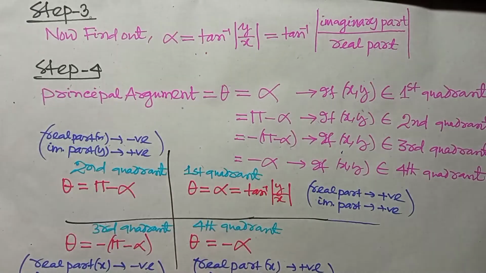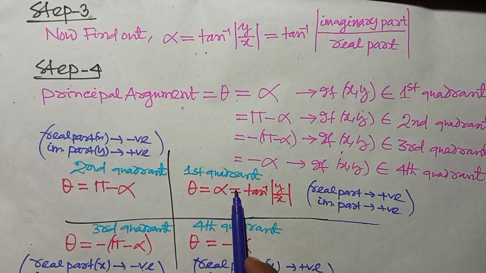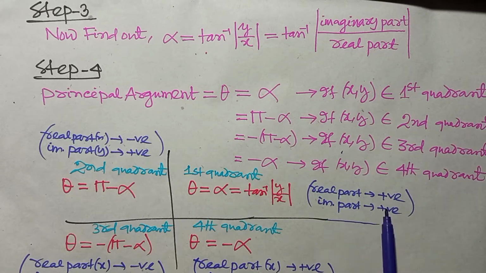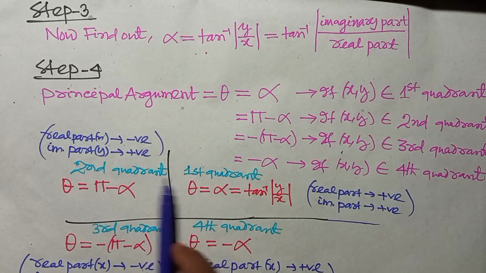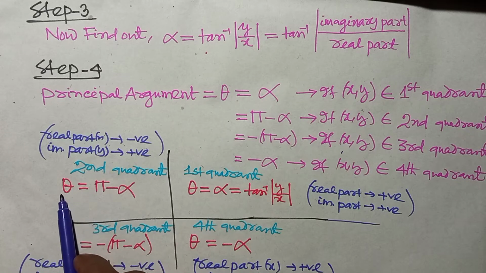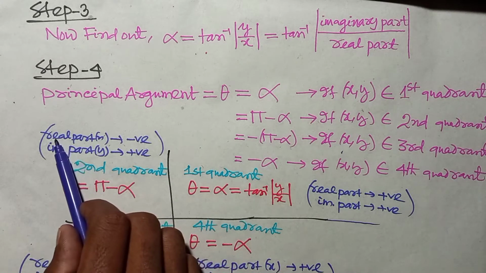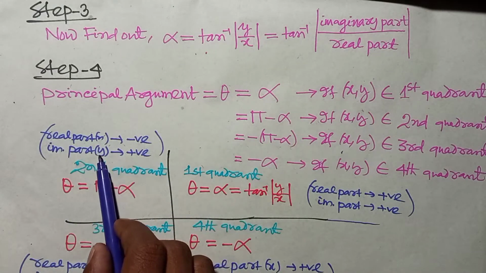So here is the picture. In the first quadrant the principal argument equals alpha, which equals tan inverse modulus of y upon x. In the first quadrant the real part is positive and the imaginary part is also positive. This is the second quadrant. In the second quadrant the principal argument equals pi minus alpha. In the second quadrant the real part, that is x, is negative, and the imaginary part, that means y, is positive.